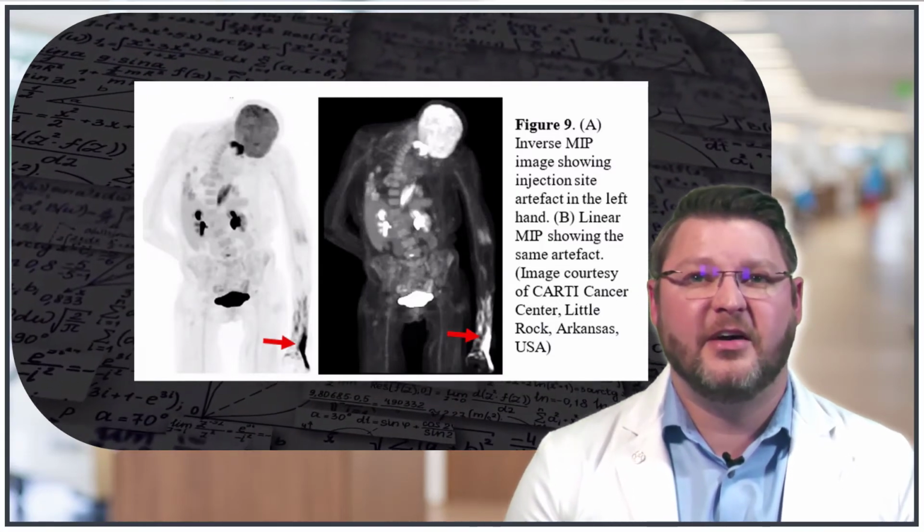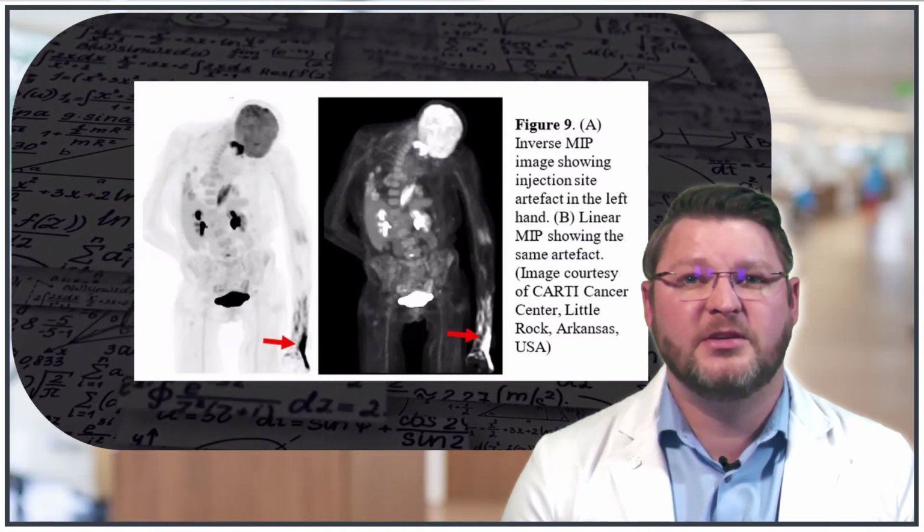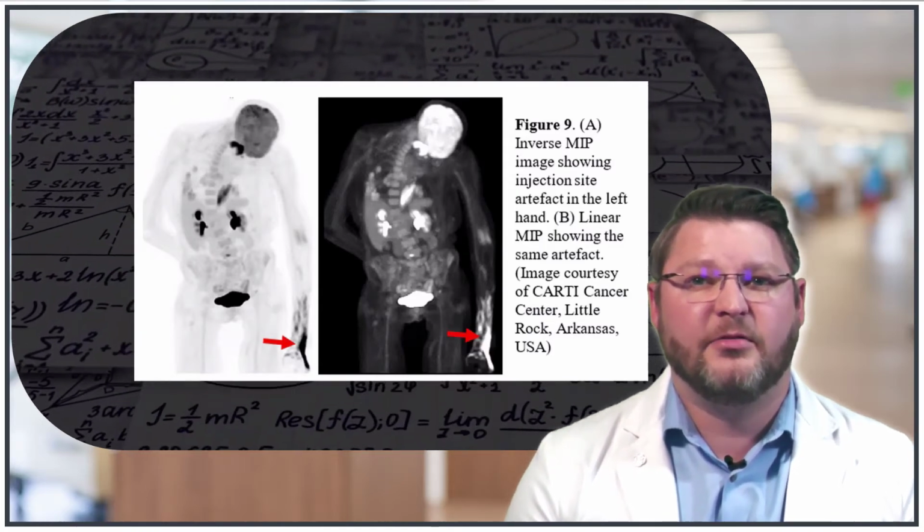If you look here, figure 9, this shows a MIP image with an infiltration artifact in the left hand. Image B is the same thing, but you can see in the left hand, a portion of the radiotracer is infiltrated outside of the venous system, and you can see it accumulating in the hand and forearm.